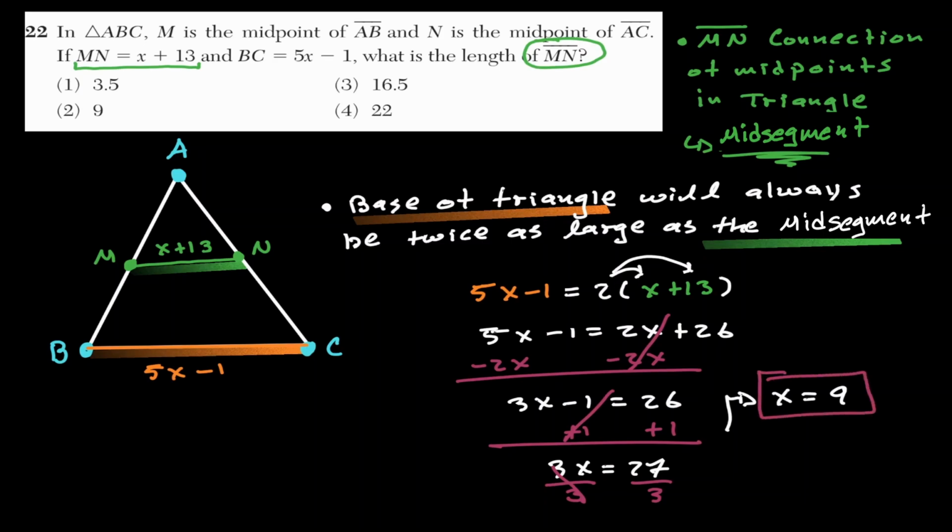But let's not choose option number 2, which is 9, because this question did not ask for x. This question asked for the line segment MN. So let's eliminate 9. But the good thing is that we do have an expression for MN. We set that to be x plus 13. But now we know what x is. X is 9. So we'll have 9 plus 13, which is equivalent to 22. So the real correct answer is option 4.